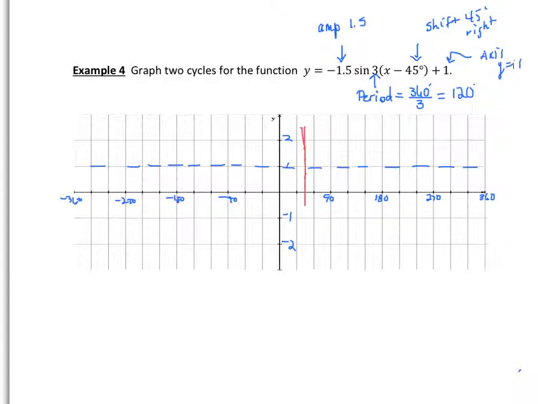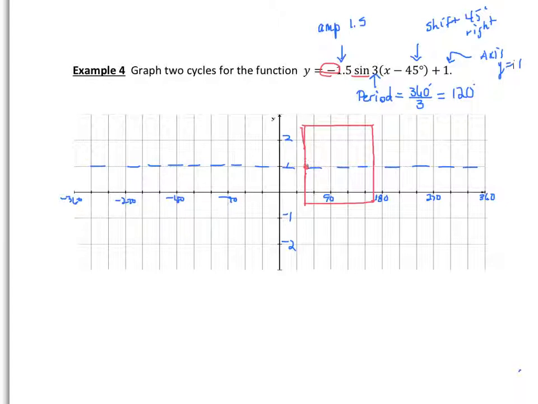We also know that the period of the graph is 120 degrees, which if each square is 30, would be 4 squares over. So our box is going to end over here, at 165 degrees. Now we're dealing with a negative sine curve.